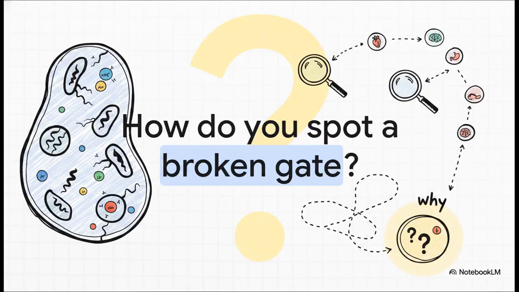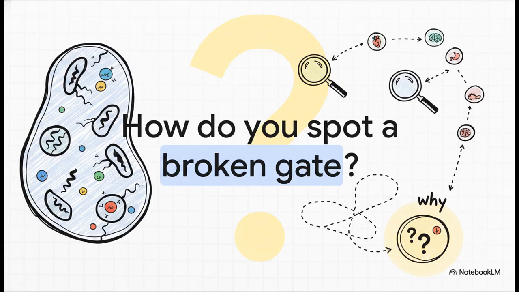So, here is the central question we are answering today. How exactly do you spot a broken cellular gate? We'll be hunting for the distinct clues and those pathognomonic symptoms that tell us exactly which cellular gatekeeper has failed our patient. It's not about just memorizing endless, disconnected lists of clinical features. We want to deeply understand the why behind the presentation.